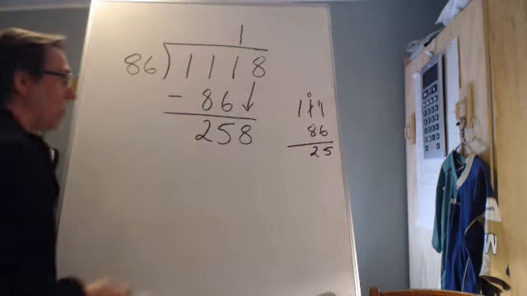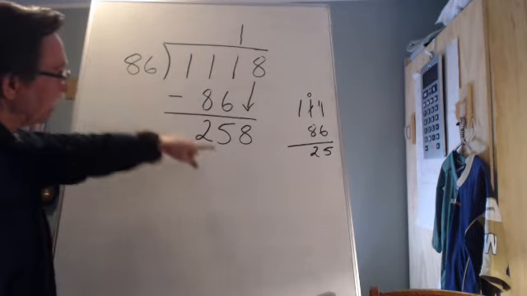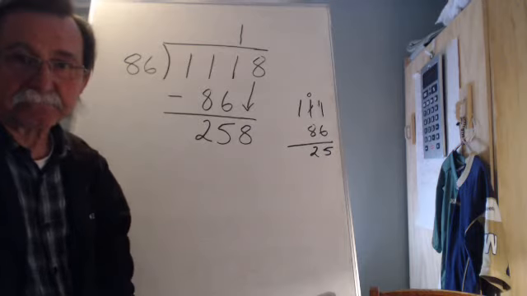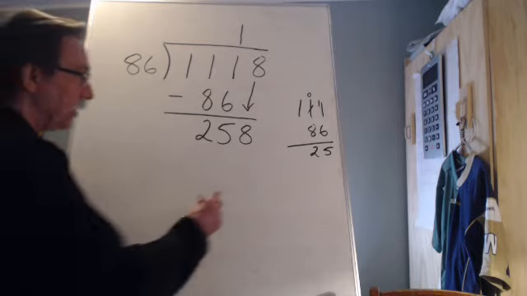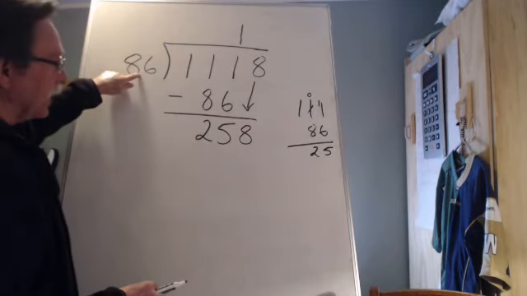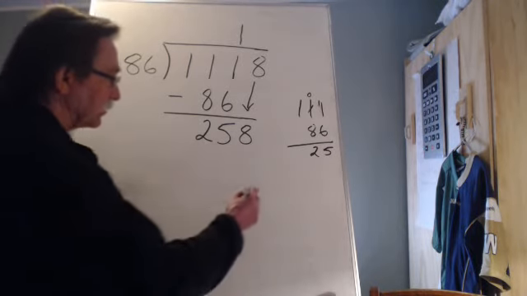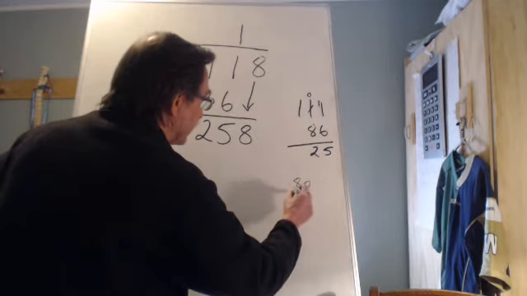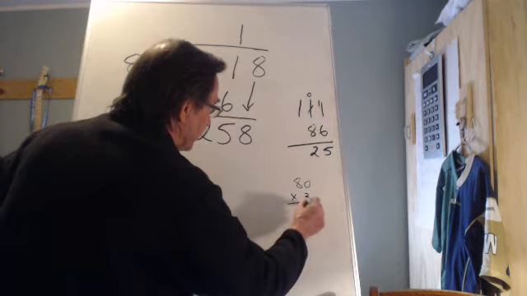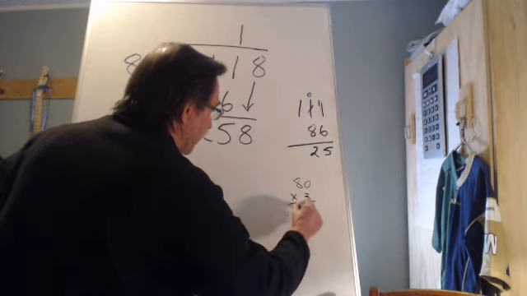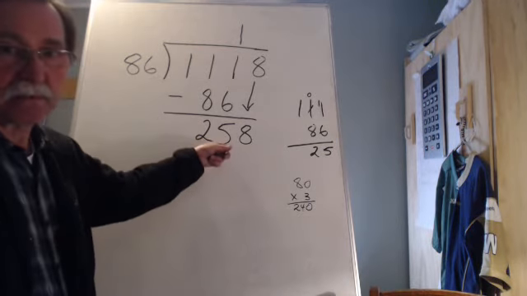258. Wow. How many times does 86 go into 258? Let me just show you how I think this went through. I'm going to think of this as 80. I could think of it as 90 as well, but I'm just going to think of it as 80. So if I have 80 times 3, what's that going to give me? That's going to give me 240. And that looks pretty darn close to 258.